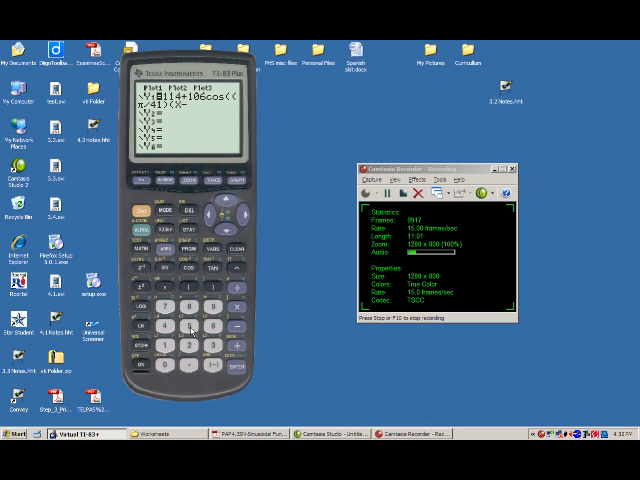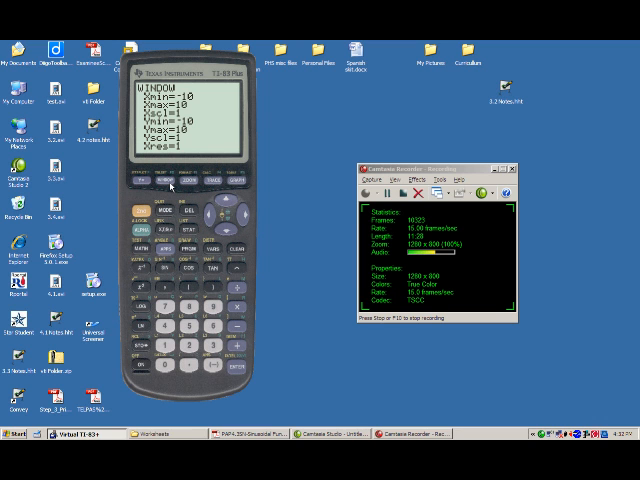X minus 50. Okay, so don't just do Zoom 6, don't just hit graph, go to your window. Actually, first, make sure your mode is on radians. That's the default, but it might be on degrees from another problem you're working on. Okay, now let's go to our window and look at our graph that we made.